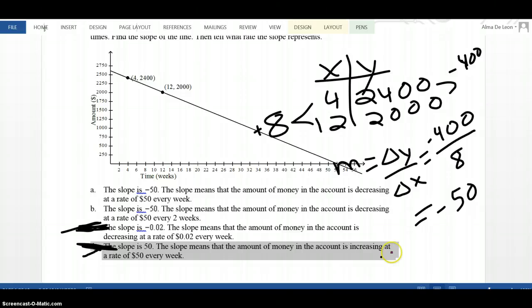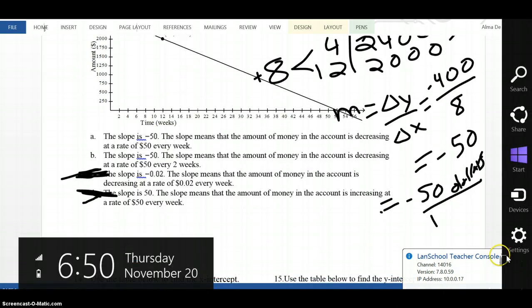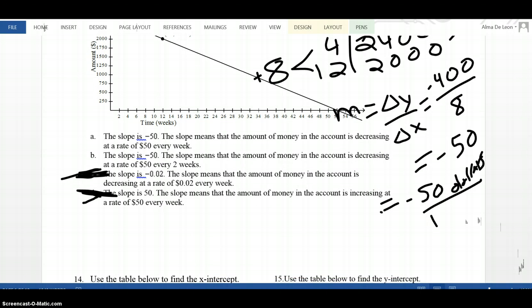If I'm looking at the change in the y, the change in the y is measured in terms of dollars. So I have negative $50 over 1, because negative 50 is the same thing as negative 50 over 1. And the change in the x is measured in weeks. So over 1 week.